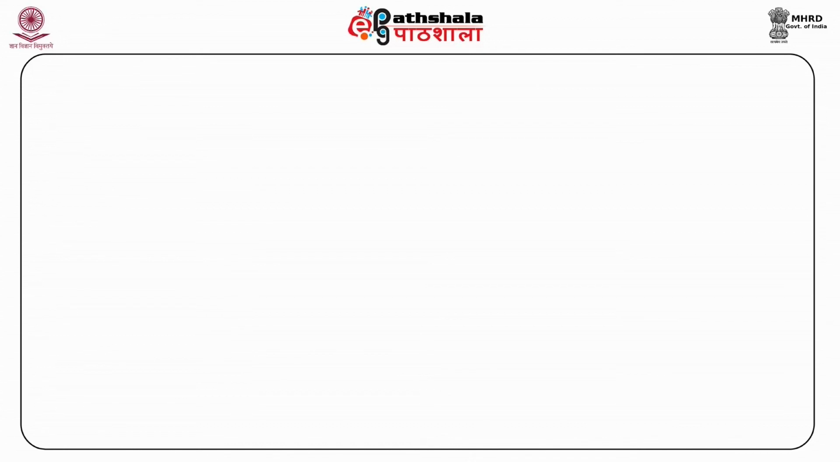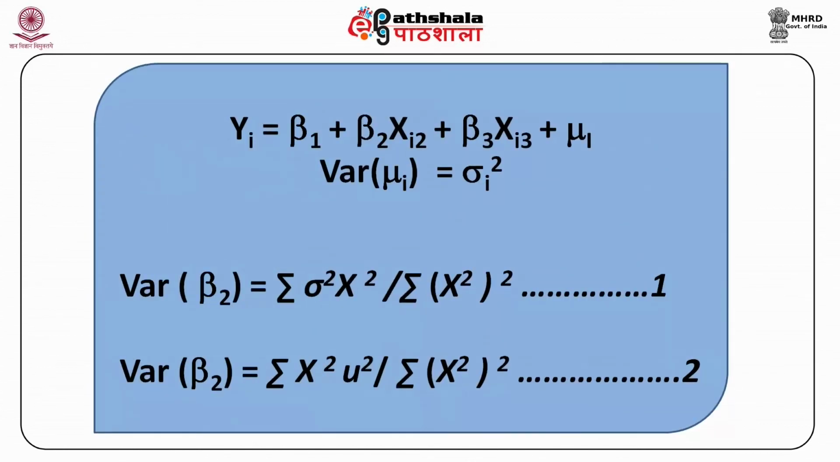For instance, consider the following regression model. The variance is not known, hence White suggests using equation 2 as an estimate of the true population variance. According to White, equation 2 is a consistent estimator of equation 1, or equation 2 converges to equation 1 as the sample size increases indefinitely. Hence, White's heteroscedasticity-corrected standard errors are also known as robust standard errors.